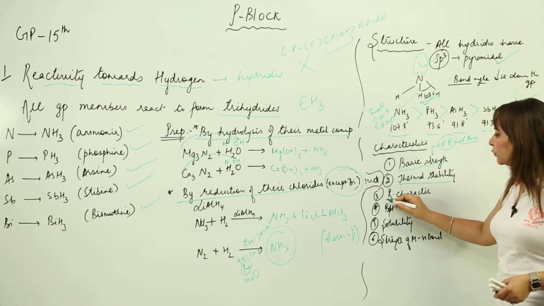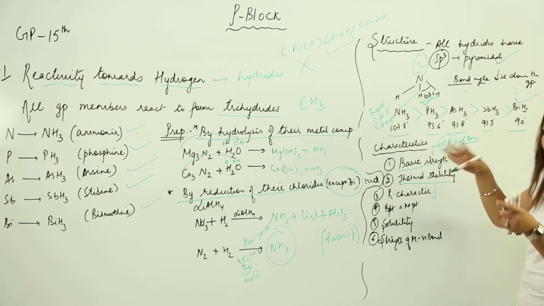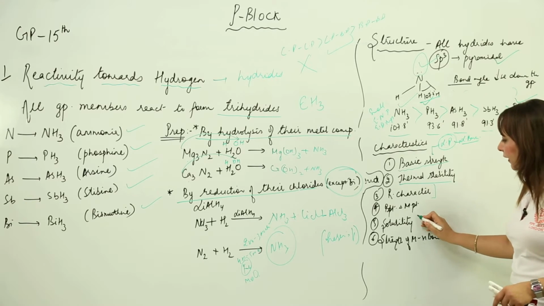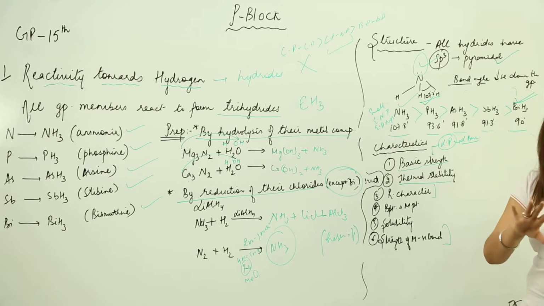Third is the reducing character. Let us not take reducing character first because its order is actually different, you will get confused. We will take another factor, strength of the MH bond. As I have told you, thermal stability obviously corresponds to the strength also. Where the bond is weak, obviously it is weak in bismuthine and it is strong in NH3, because again the same reason, a small cation can stabilize the small anion, like cation stabilizes like anion.